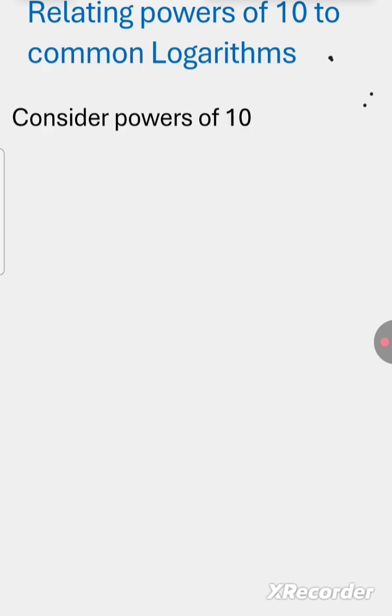In this lesson, we are going to learn what logarithms are, and later you will be given some exercises to do so that you can see whether you understood. Before we go further, I want us to consider the powers of 10.